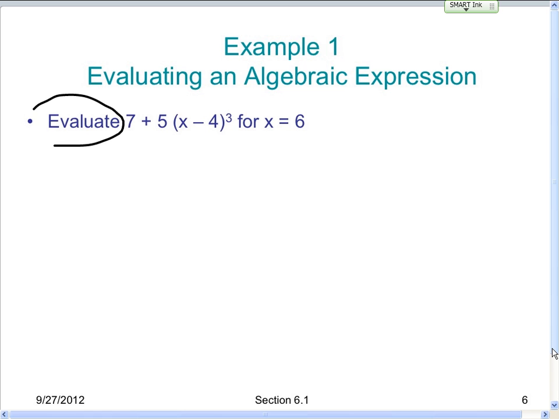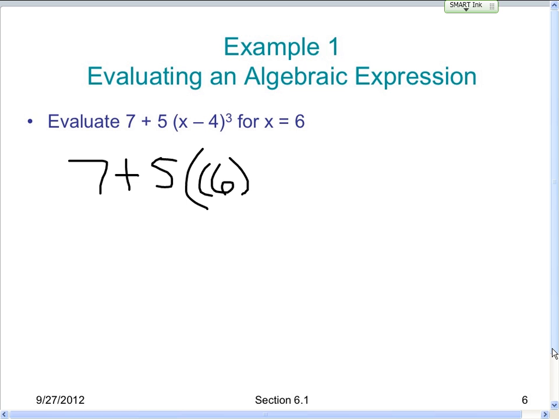If I'm asking you to evaluate, that means take the x value and plug it in and see what you get. So 7 plus, notice I didn't say solve. Solve means something different. So you're going to place your x value as 6. Anytime you evaluate or you plug a number in, make sure you plug it in using parentheses. All right, 7 plus 5.